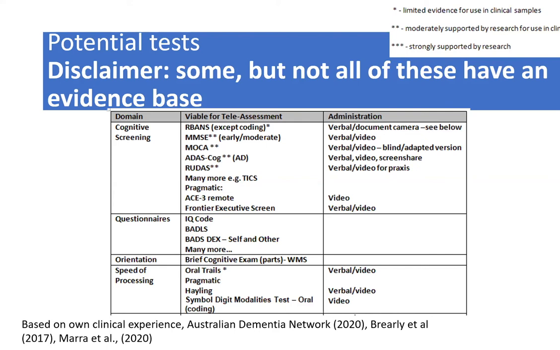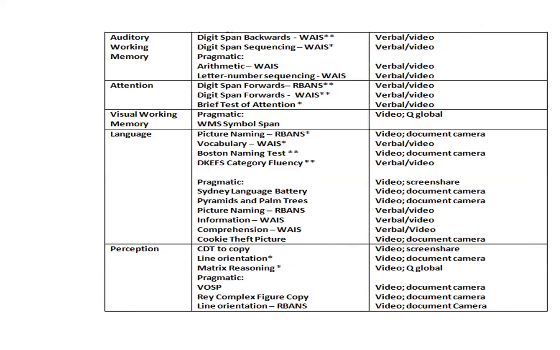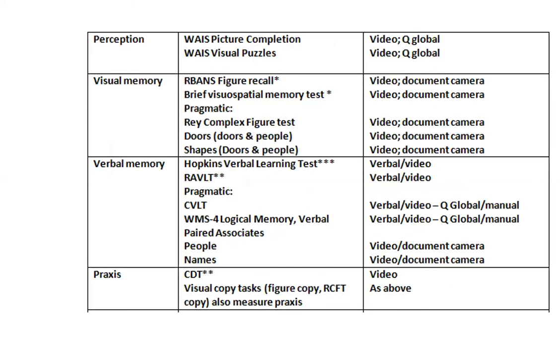So these are just the measures that I have considered doing or would consider doing myself with the appropriate caveats put in. So if you could go to the next slide, please. There's another list there where I've broken it down into auditory and visual working memory, language and perception. And if you could go to the next slide, we've got visual memory and verbal memory and some praxis-based tasks as well. And the next slide.